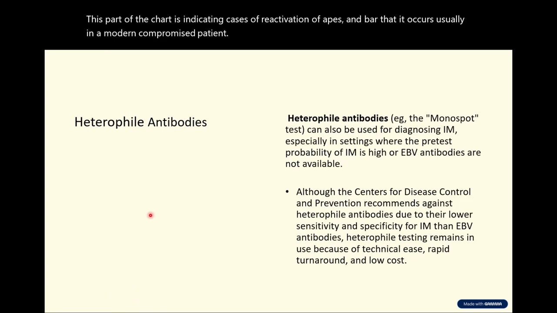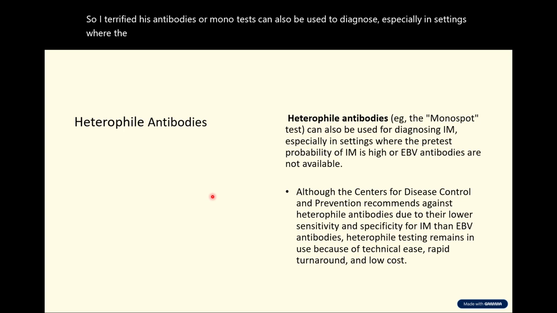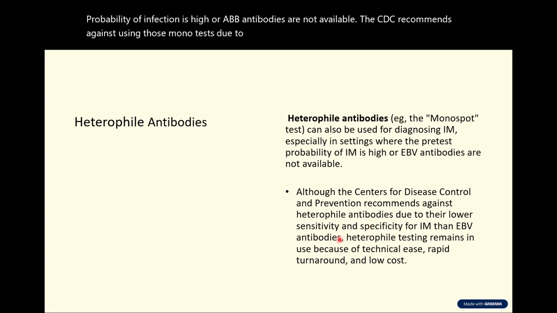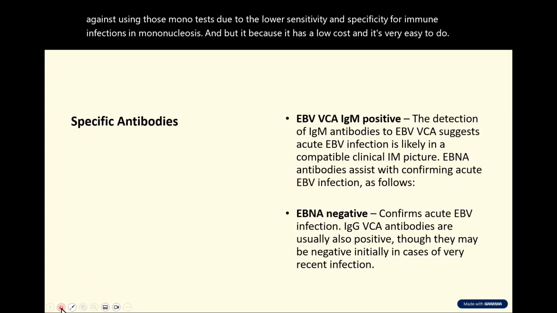So heterophile antibodies or monotests can also be used to diagnose, especially in settings where the pretest probability of infection is high or EBV antibodies are not available. The CDC recommends against using those monotests due to the lower sensitivity and specificity for acute infections in mononucleosis. But because it has a low cost and it's very easy to do, it is still used.